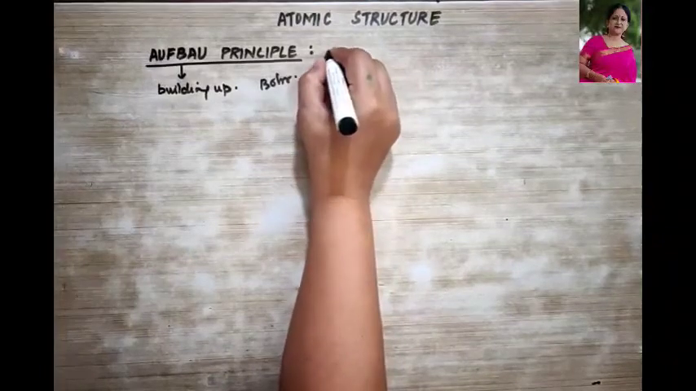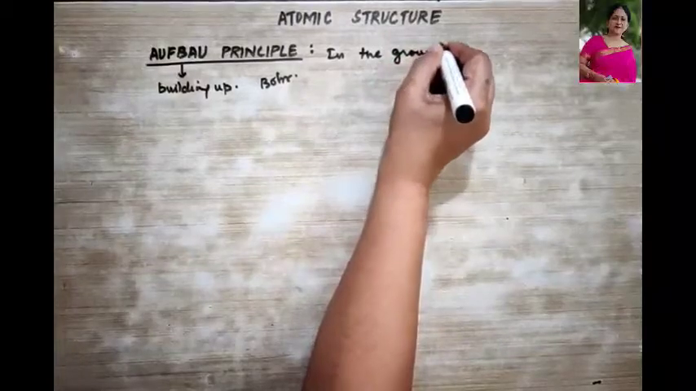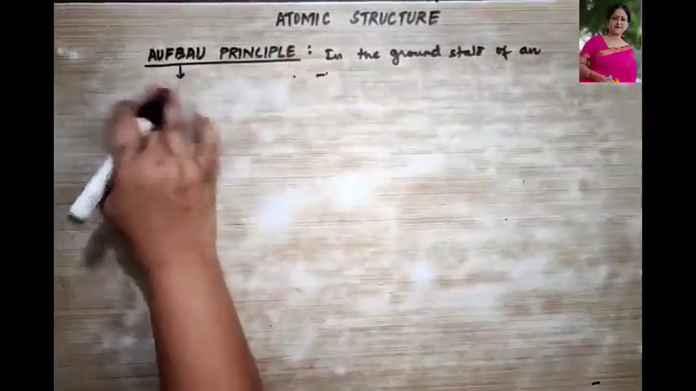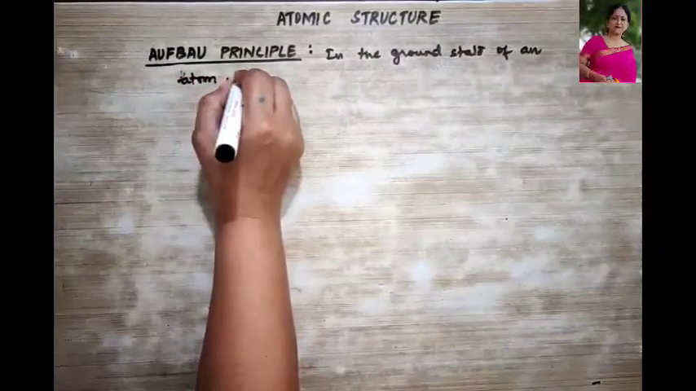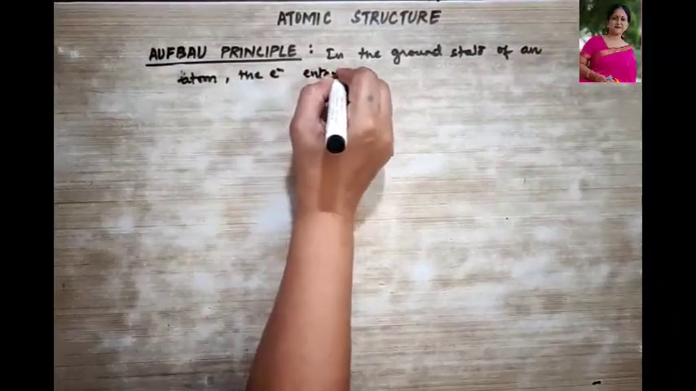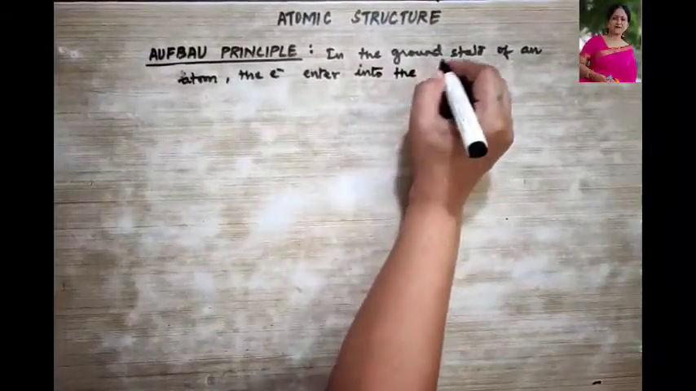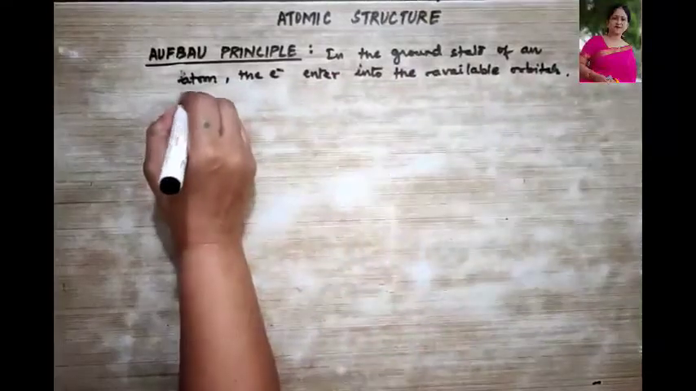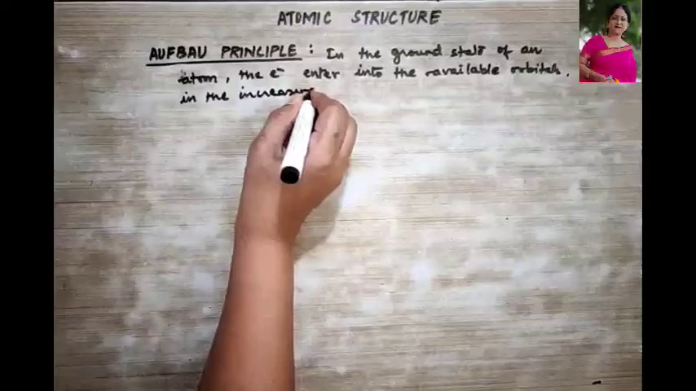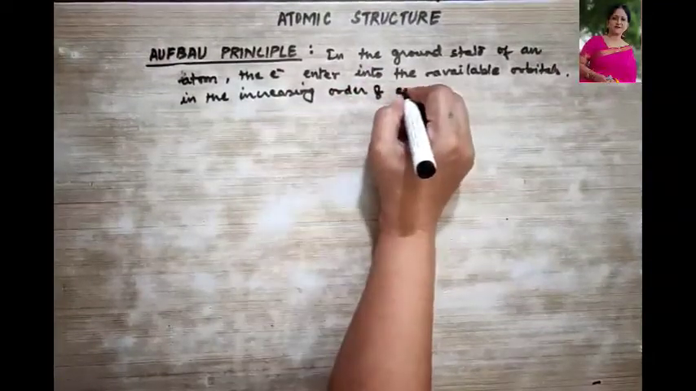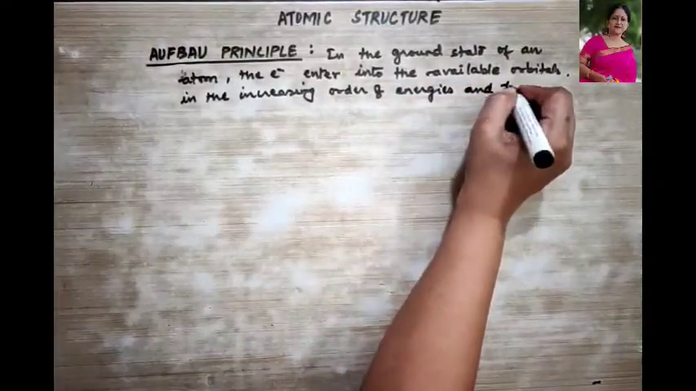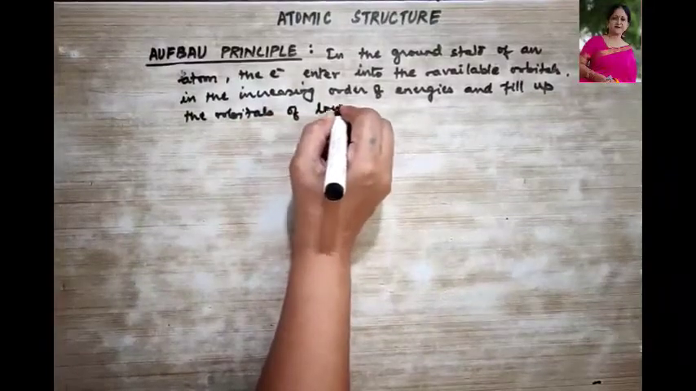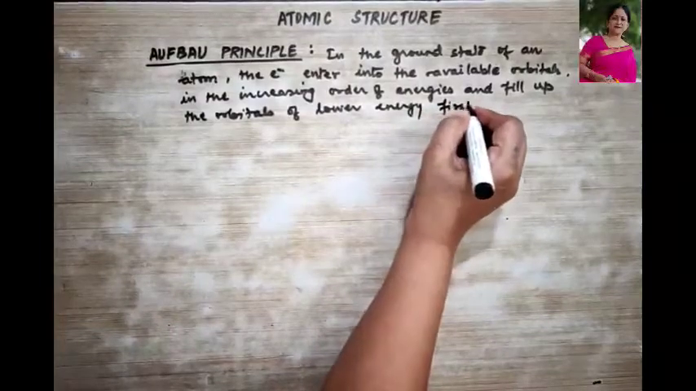What did I say? That in the ground state of an atom, the electrons enter into the available orbitals in the increasing order of energies, and fill up the orbitals of lower energy first.